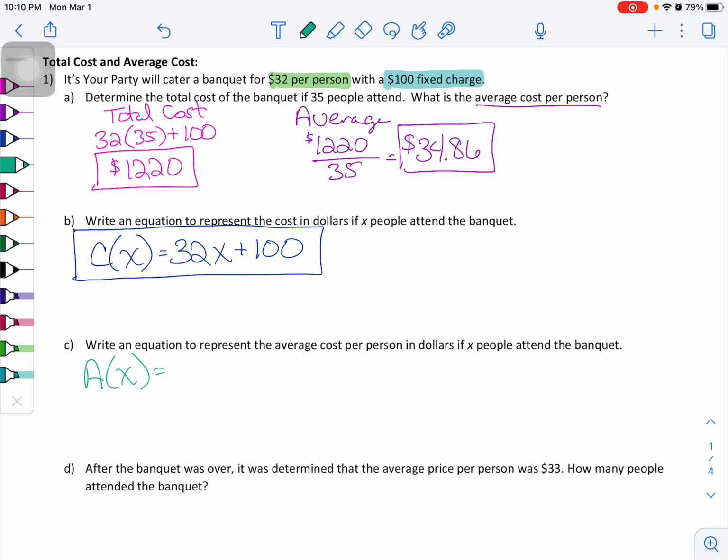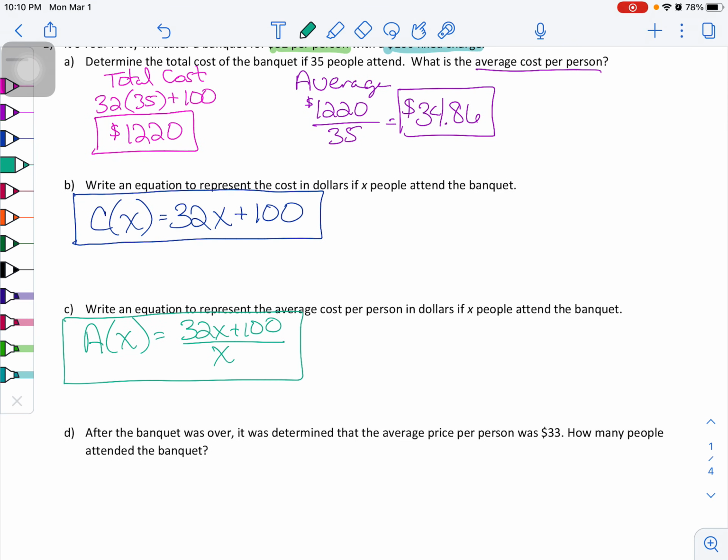Part C, write an equation to represent the average cost per person. So I'm terribly creative here in calling it A of X for average cost. I'm going to take the cost equation, so 32X plus 100, and I'm going to divide by X people. All right, there's my equation to represent the average cost per person.